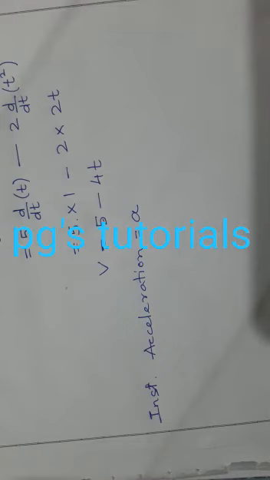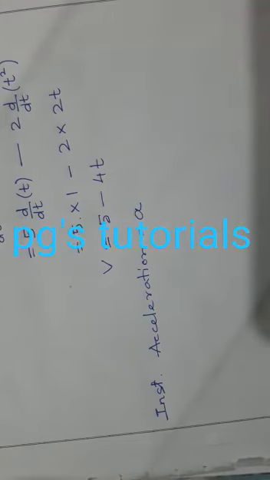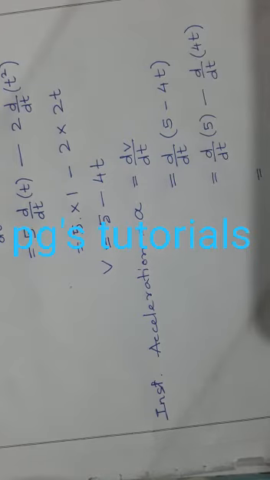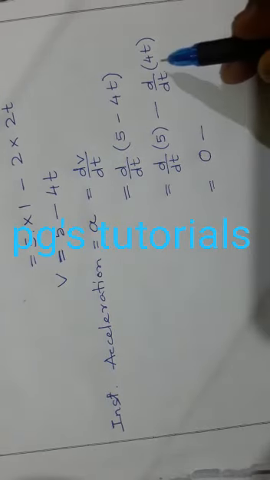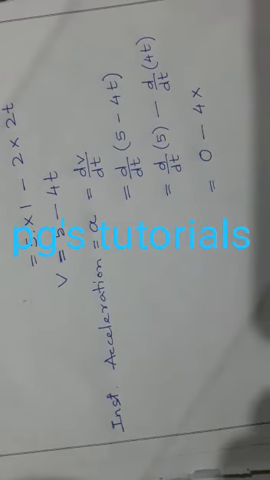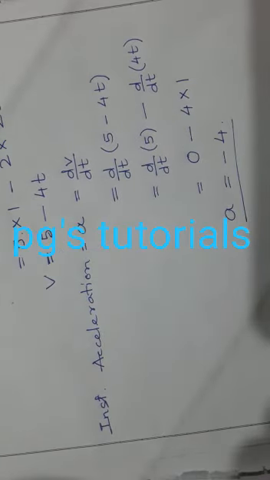Now acceleration. What is acceleration? Differentiation of velocity gives acceleration. Therefore a equals to dv dt. Now substitute the value of v. Now separate each using formula 4. d dt of 5 is 0. By formula 1, differentiation of constant is 0. And according to formula 3, 4 is a constant, will come outside. And dt by dt is 1. So a is minus 4.